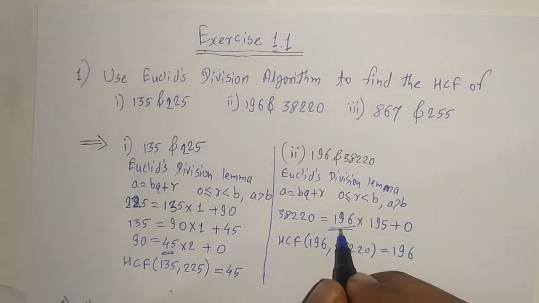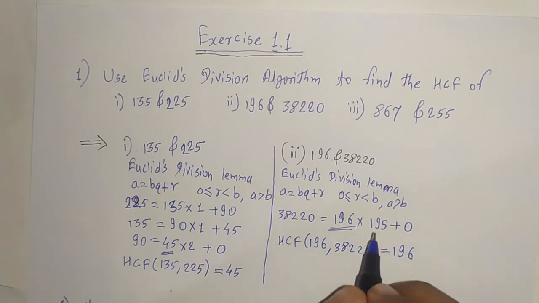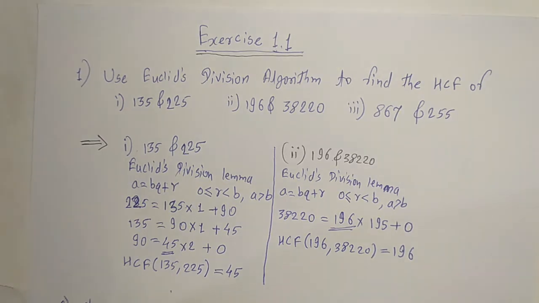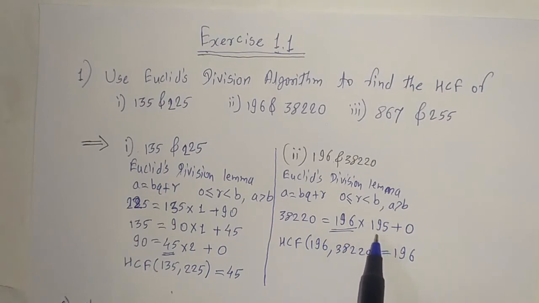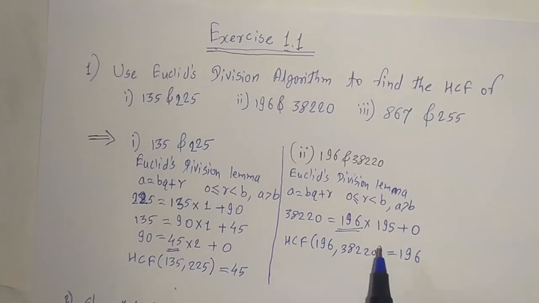You have to write this in this order only, 196 into 195. If you change the order, your answer will change, which will be a wrong answer. So apply the division lemma in exact form. It should be divisor into quotient always. The divisor is 196, which is the value of b, and that is our answer, 196.